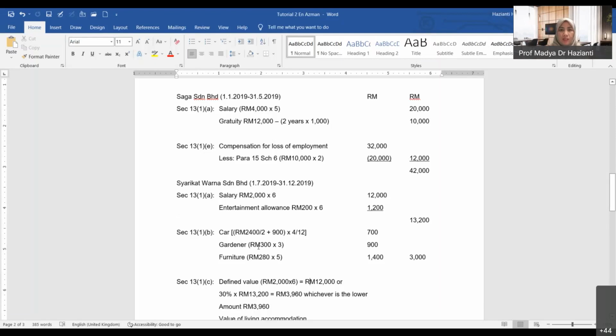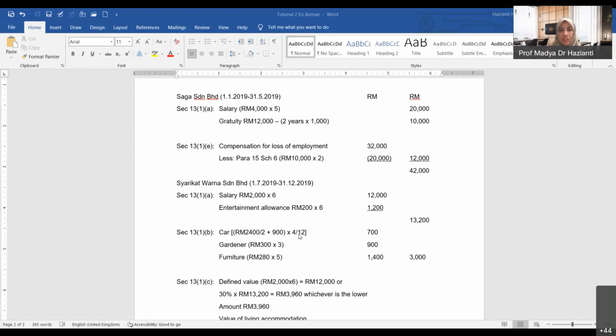More than 5 years old, kereta dia separuh. So 2,400, which cost 60,000. So for this figure 2,400, go back to the table, the benefit in kind table tu yang tunjuk car untuk car harga 60,000, it is 2,400 for the car. Tapi kereta dia more than 5 years old, so you have to divide by 2 plus minyak dia.